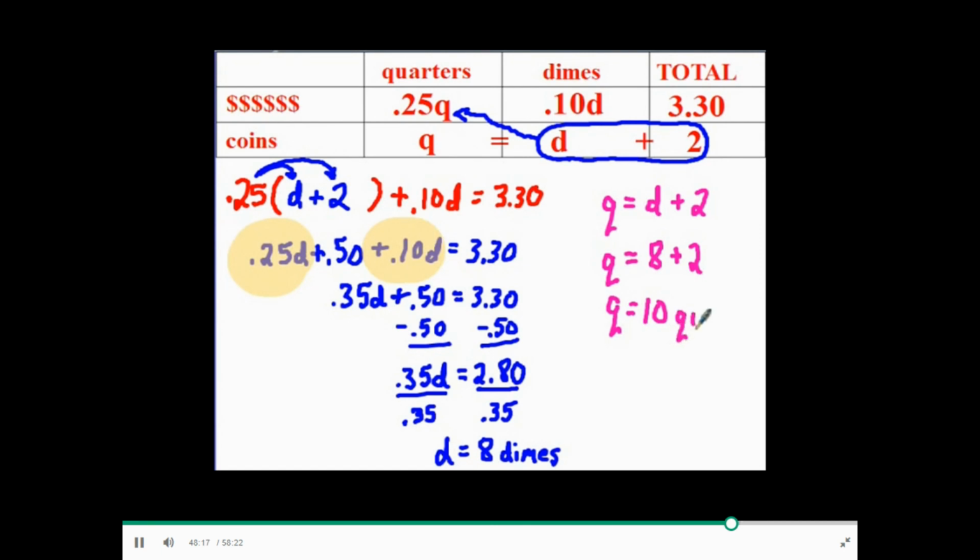Looking back, we remember that the question told us we had 2 more quarters than dimes, so looking here, I have 10 quarters and 8 dimes, so that is correct. If I wanted to check my answer to make sure that I was absolutely 100% right, I could take 10 quarters, so that's going to be 10 times 0.25, and I have 8 dimes, so that would be 8 times 0.10, and multiply those, add them up in the calculator, and that gave me $3.30. If we look back up to our total, it told us that we were going to get $3.30. So we know that our answer here is absolutely 100% correct. We have 8 dimes and 10 quarters.